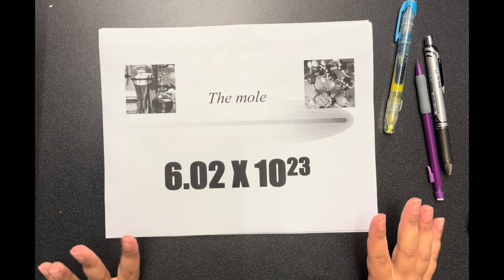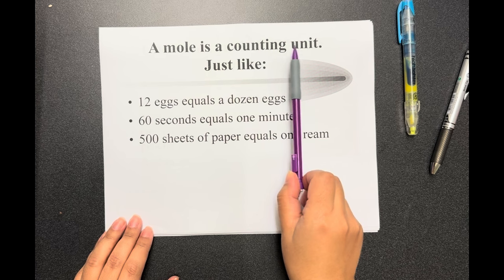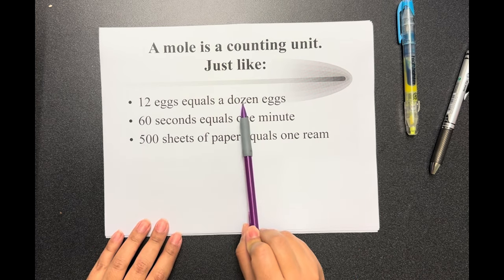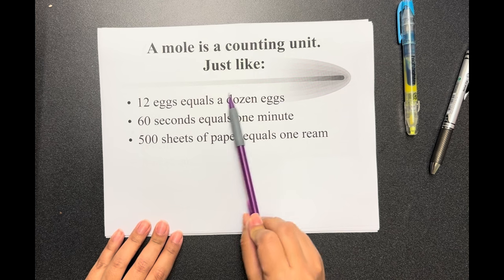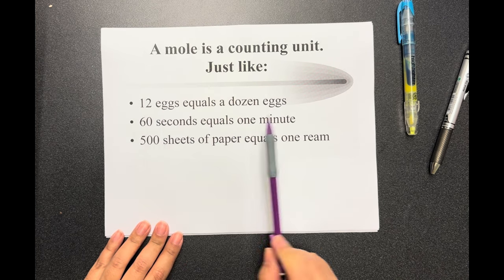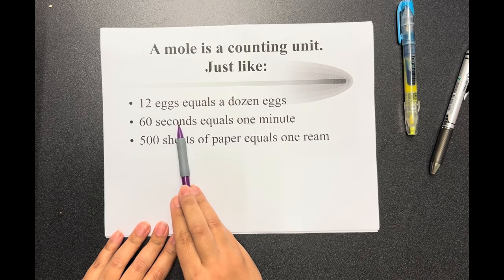Today we're going to learn about the mole. A mole is going to be a counting unit, just like when you say that 12 eggs is the same thing as 1 dozen. When you say the word 1 dozen, that implies that you have 12 eggs. When you say the word 1 minute, that implies that there's 60 seconds.